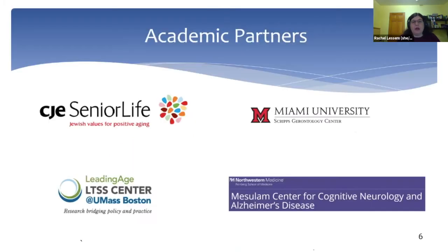What do we mean by academic partners? On this slide are the logos of the academic partners who have, in our previous project, SAGEs in Every Setting, worked to expand the number of SAGE model boards. So first you can see CJE Senior Life. This is the Leonard Shanfield Research Institute at CJE, which is a research department focused on applied research and is housed within a social service agency that addresses a continuum of care for older adults and their caregivers, from living in the community all the way to skilled nursing.